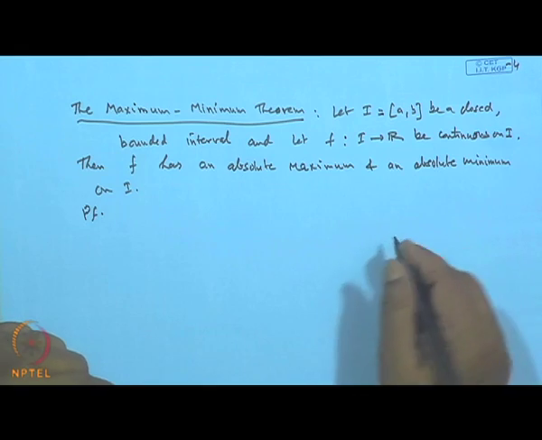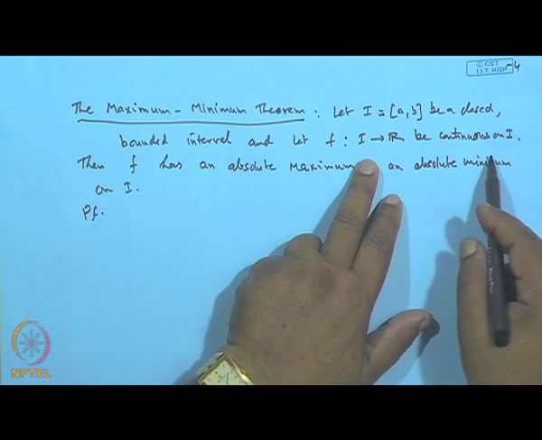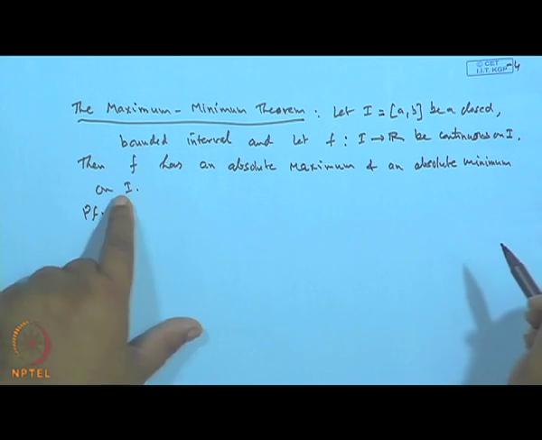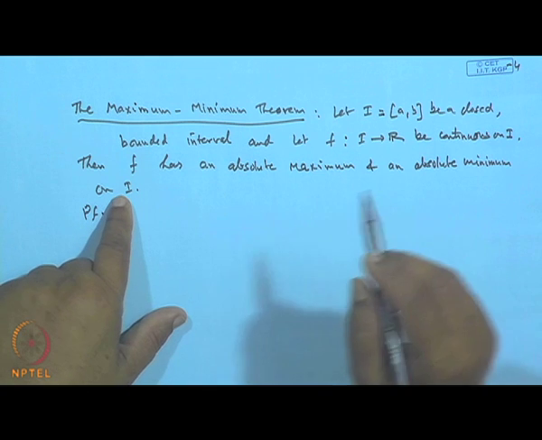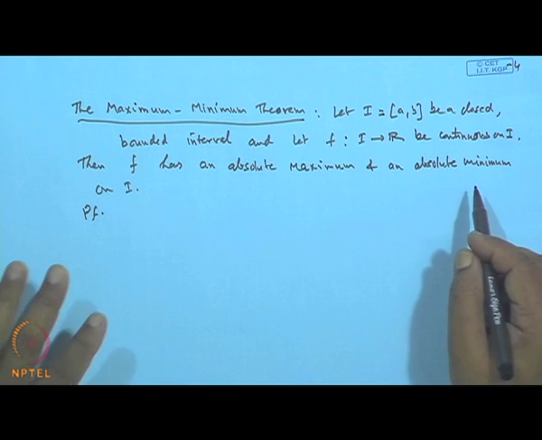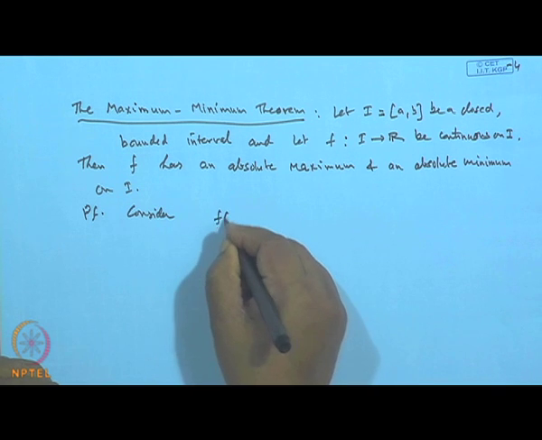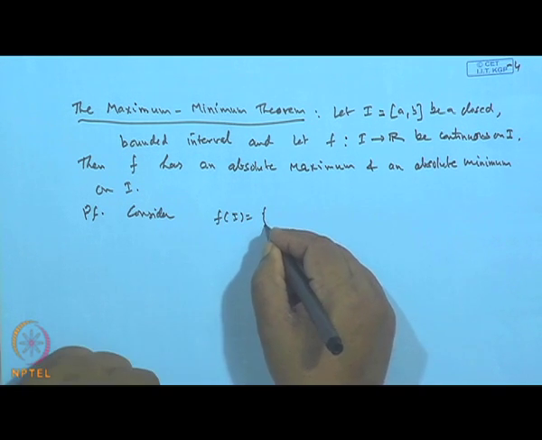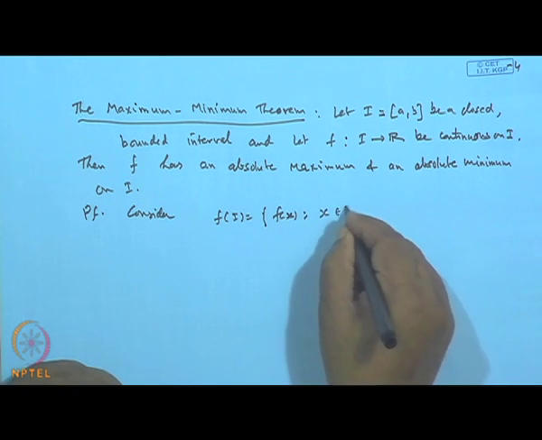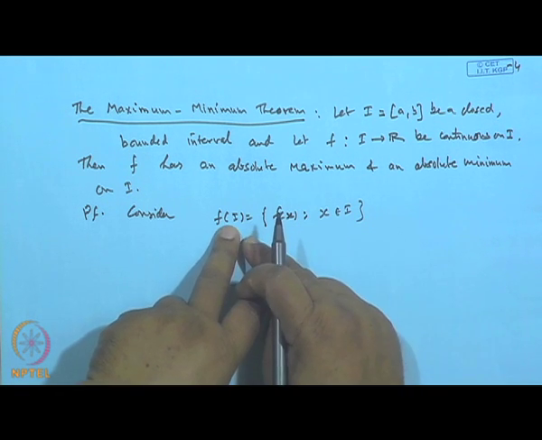So suppose I is a closed bounded interval and the function is given to be continuous, then it will attain its maximum value as well as minimum value over the interval I. That is, there exists some point where the absolute maximum will be attained, and the absolute minimum will be attained. So let us see the proof. Consider the set f of I, the set of those values f of x where x belongs to I, means consider the range set of the function f which is defined over I.